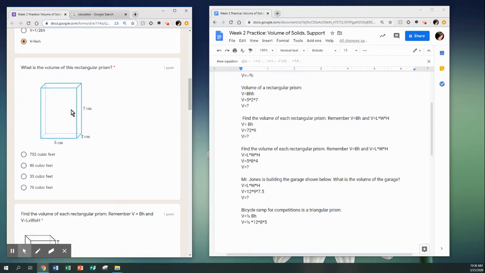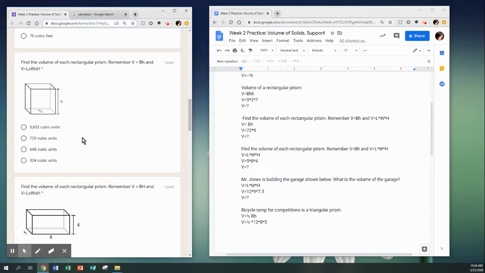Now we're on to question number 2, although it's not numbered. What's the volume of this rectangular prism? So look over in my notes here. The volume of a rectangular prism means you take the volume equals the base times height. So I put the numbers in for you. You're just multiplying base, which is 5, times height, which is 2, times 7. So it's 5 times 2 times 7.